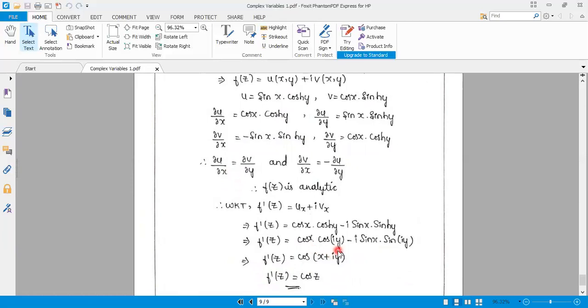So now what you can write is, by using the formula cos(a + b) = cos a cos b − sin a sin b. Clear? So you can use the formula for cos(a + b). You can express it as, now x + iy is nothing but z. So f'(z) is cos z.